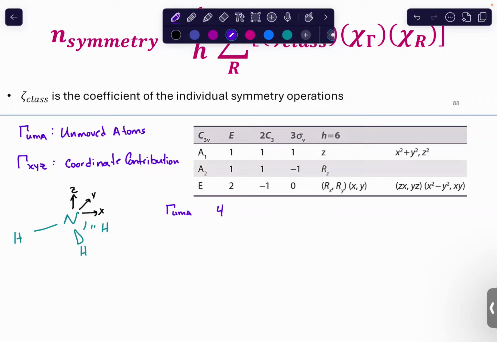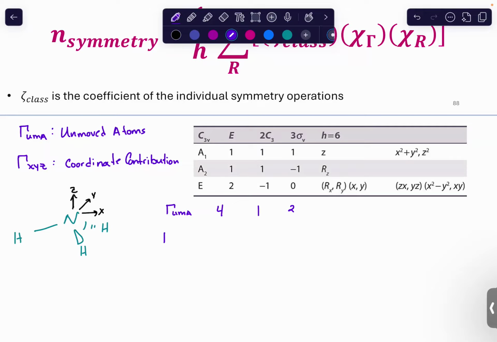Now, I put the axes on there. You can start to think of this either in terms of individual atoms or the coordinate axes, what happens to them. Okay, so your C3 operation, how many atoms don't move? That's just the 1, just the nitrogen. Yeah, so 1. And what about a sigma V? How many atoms do not move? 2, the nitrogen and whichever hydrogen. So 2.